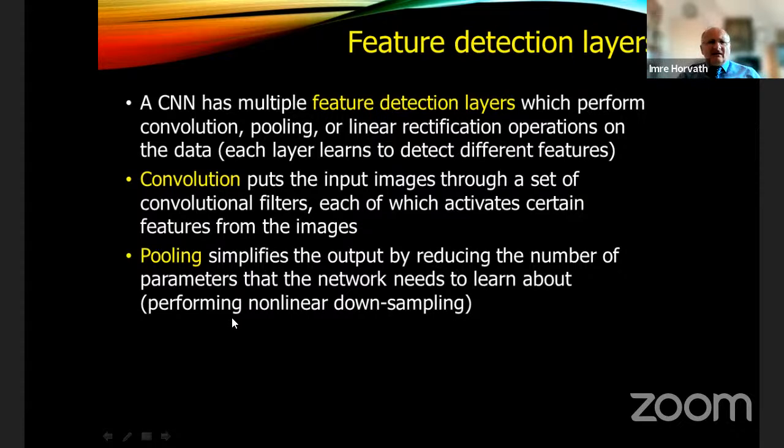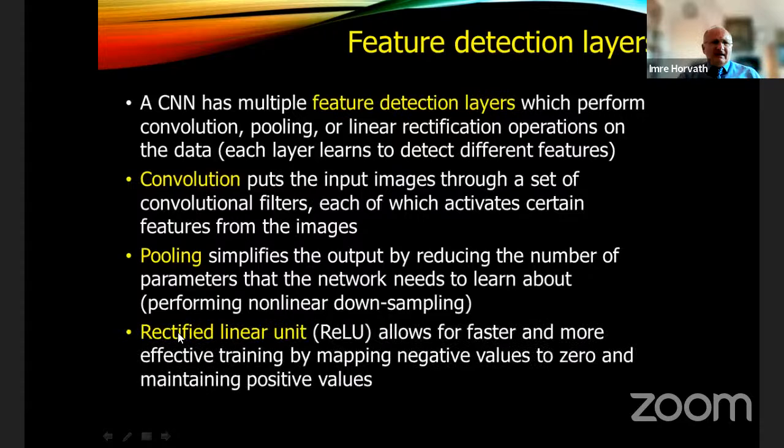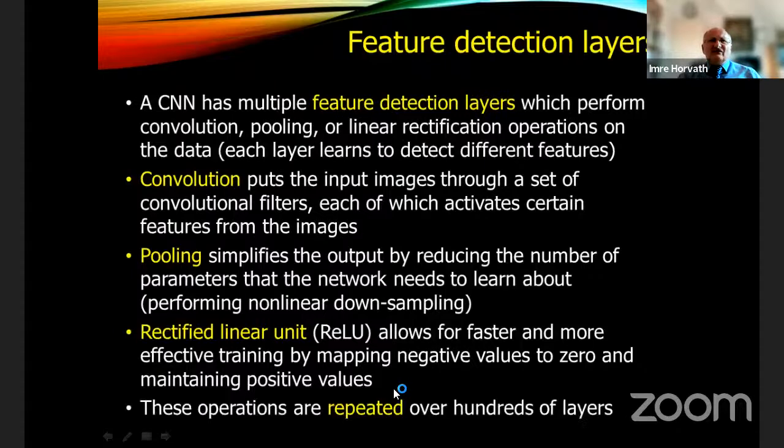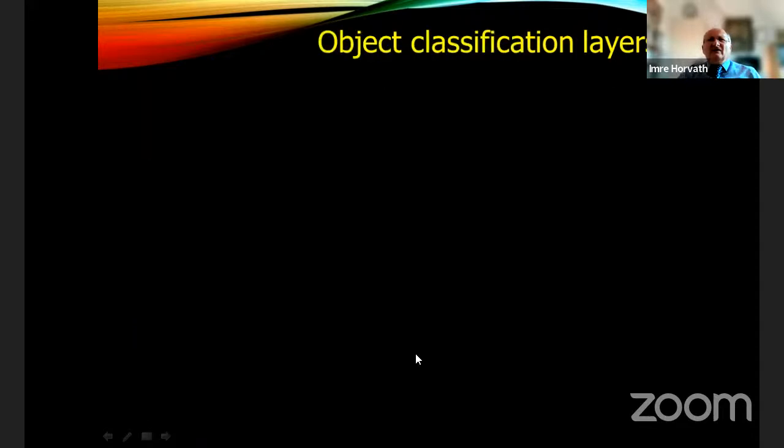So it is performing a non-linear downsampling. And then the rectified linear units, the ReLU, allows for faster and more effective training by mapping negative values to 0 and maintaining the positive values. These operations are repeated over hundreds of layers, as was mentioned.